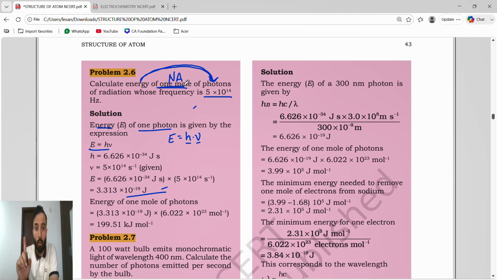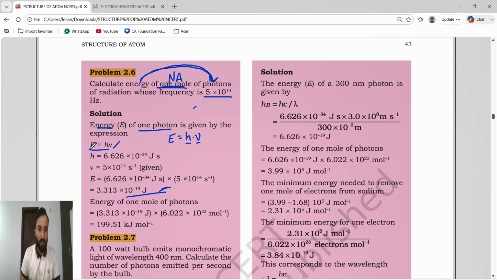Energy of 1 mole, guys. In the examination, if they just say calculate the energy of photon or energy of 1 photon, we will use this formula, substitute the values, solve it, and we will get the answer. But if they say calculate the energy of 1 mole of photon, see, this same question you will get in the KCET. This question they ask in the NEET, and they asked it in the KCET.